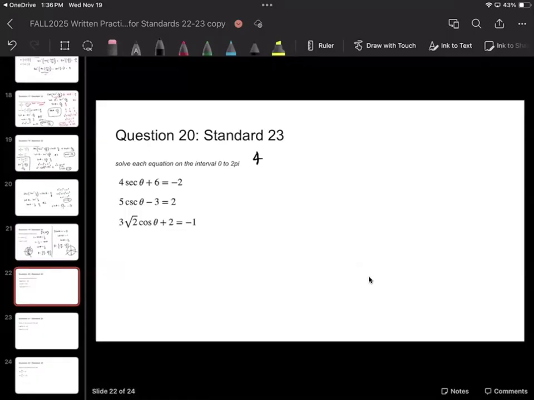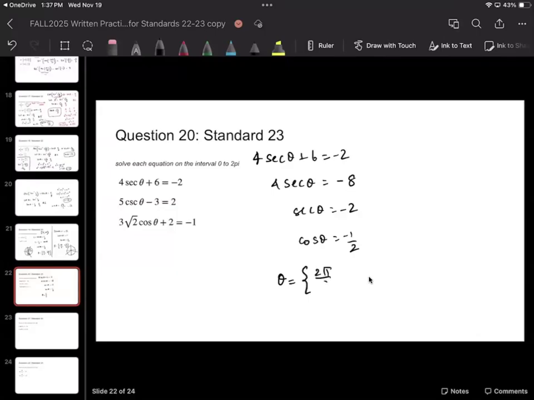4 secant theta plus 6 is negative 2. 4 secant theta is negative 8. Secant theta is negative 2. That means cosine theta is negative 1/2. Quadrants 2 and 3. Quadrant 2, the angle will be 2 pi over 3, 4 pi over 3.